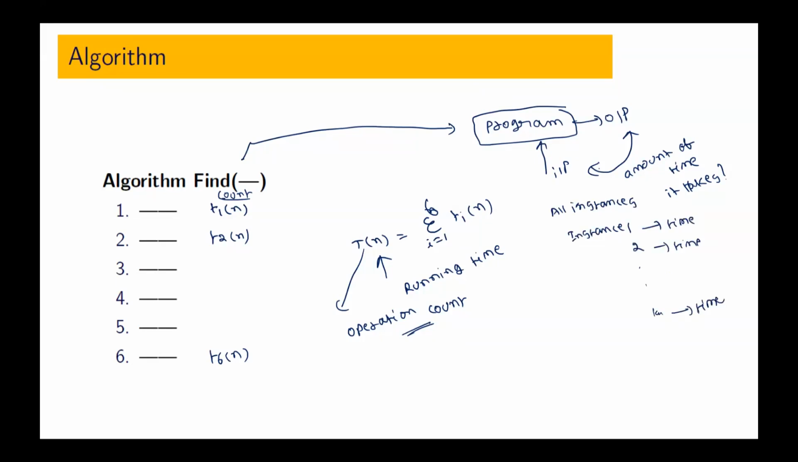But now if I ask a question: to solve a problem, we have two different algorithms, algorithm A and algorithm B. Both are correct algorithms. Both solve the same problem.